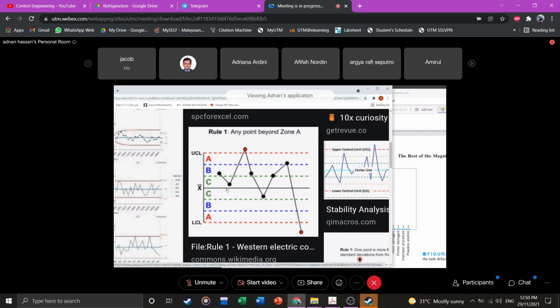Okay, is it clear on this? How we can use runs rules? How patterns can be used to recognize an unstable process within control limits. Is it okay? Okay, doctor. All right, good.